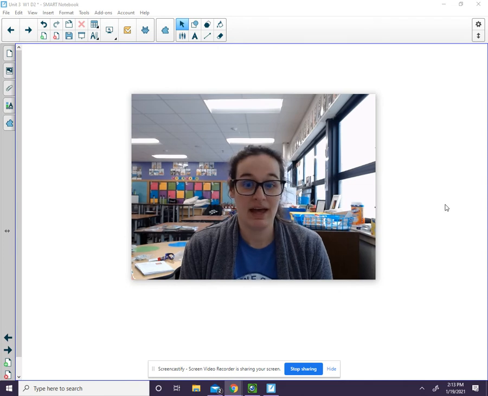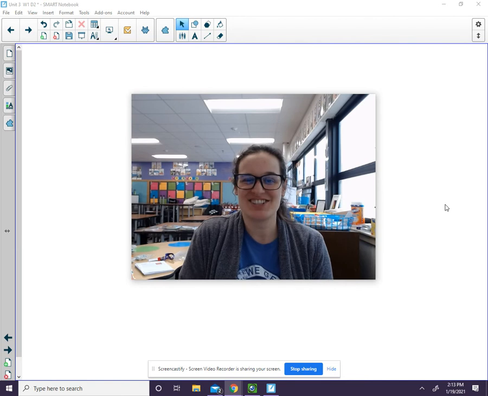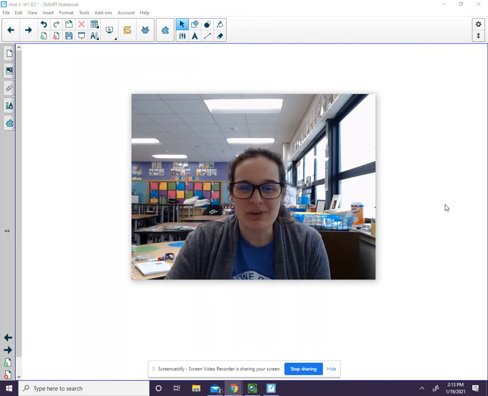Listen. Ape. Add sh. Our new word is shape. Keep looking for words that when you add a sound to the beginning, it makes a new word.